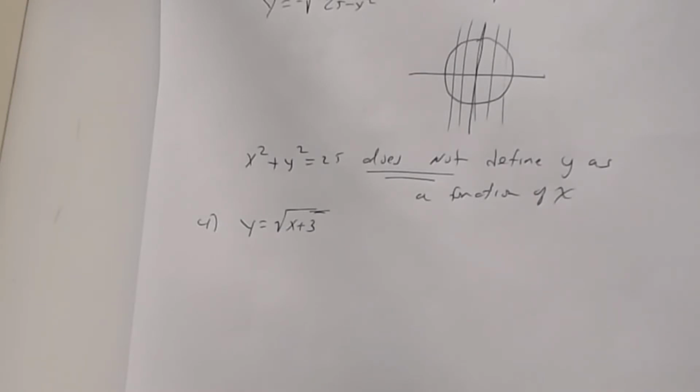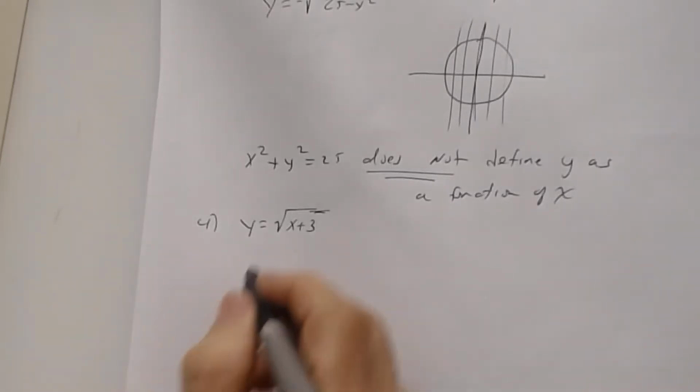Yeah, you don't see that plus or minus, though, right? You only saw it in the previous one. But here, that just says y is going to equal the square root of x plus 3. So let's just plot some points, or do that t-table.